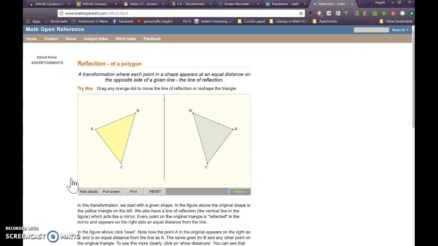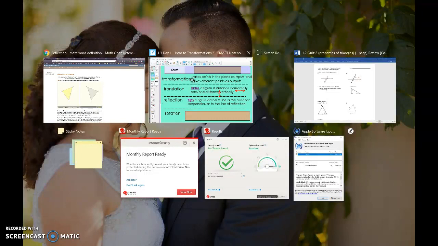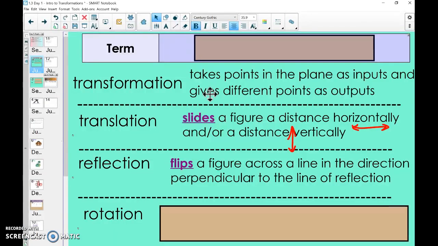So just like we normally see in real life, mirror image, think of reflection. And this line of reflection is extremely important because every point should be the same distance away. So if you look at this point, it's the same distance away as its reflected point. Same thing with C and same thing with A. So same distance across. Okay, let me find my slide again.